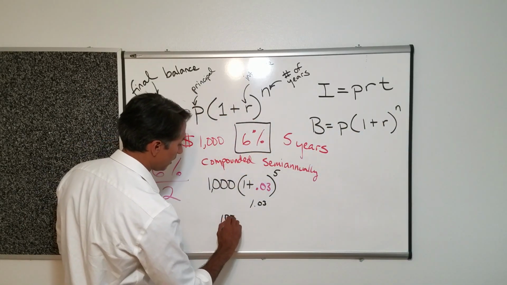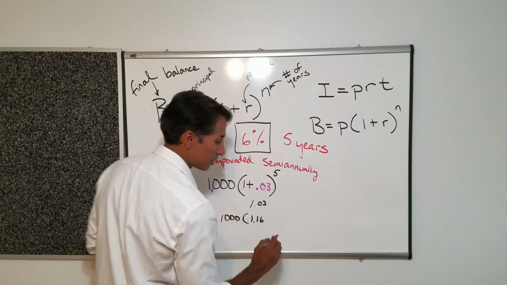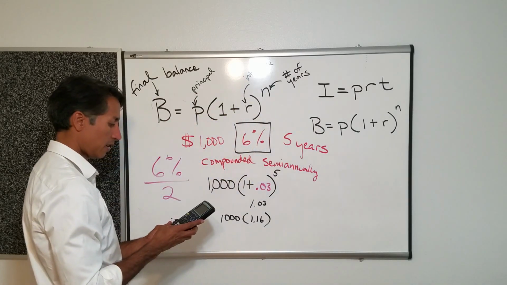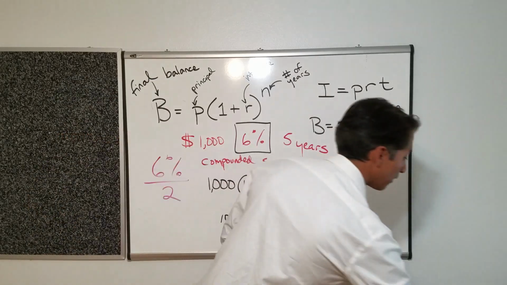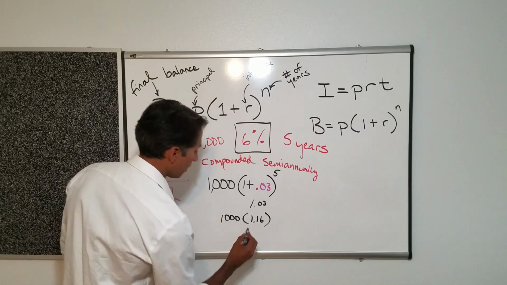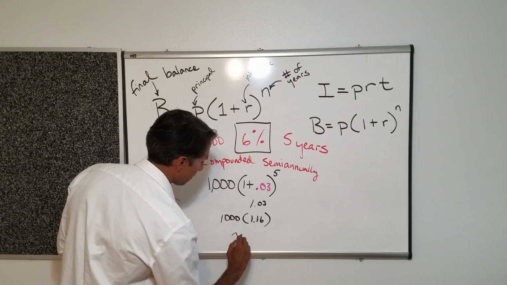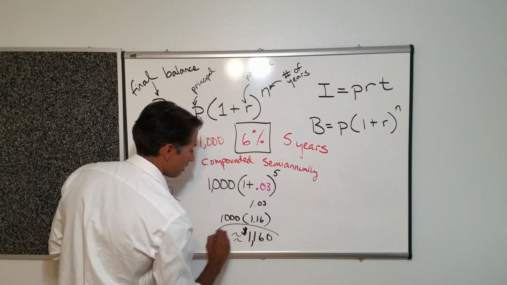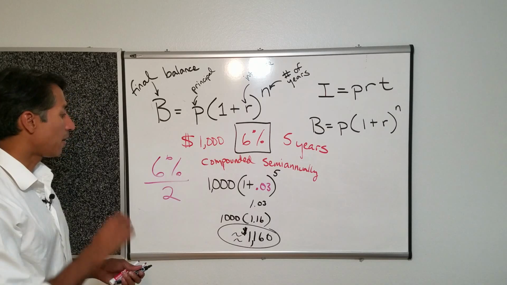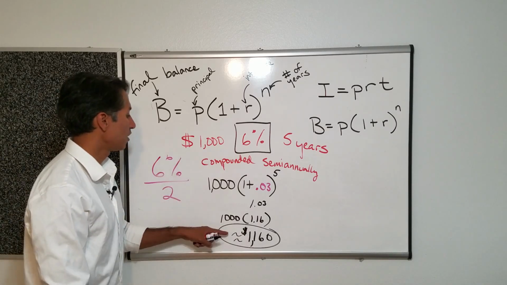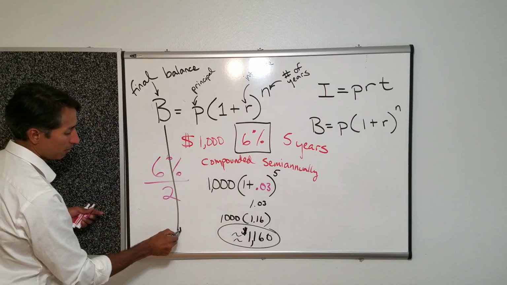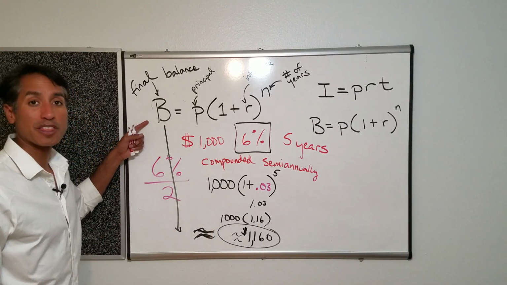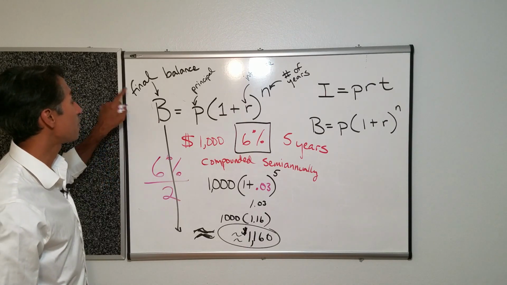So I have 1,000 times 1.16, which is going to be about 11. It's just moving the decimal over, actually. So it's going to be about $1,160, okay? And remember, when you do this, you're coming up with the balance, okay? Actually, it is squiggly equals. You're coming up with the balance on these problems, okay? You're coming up with the final balance.